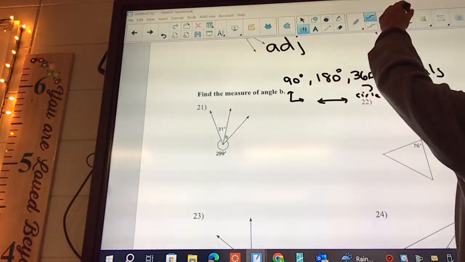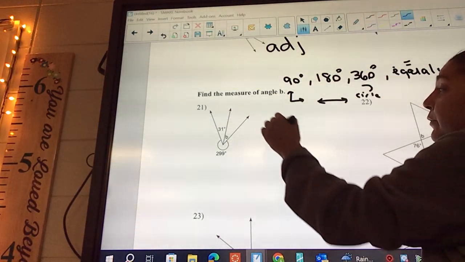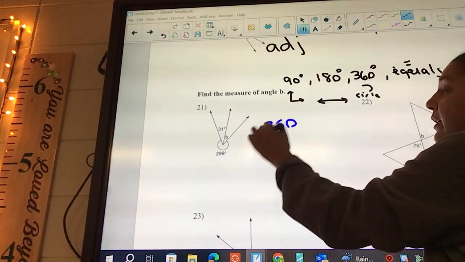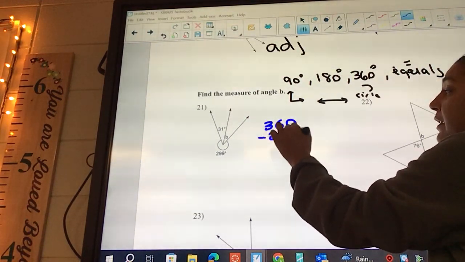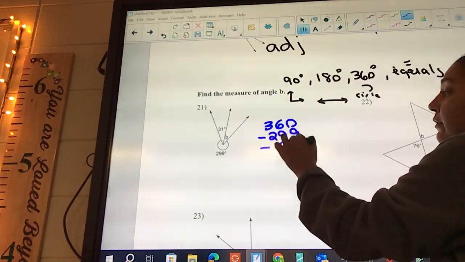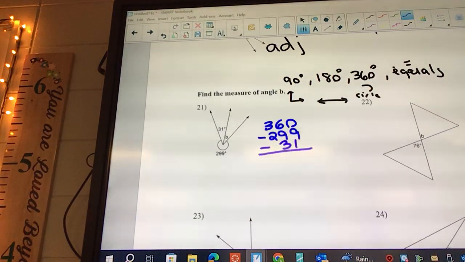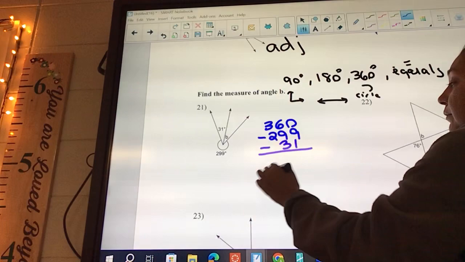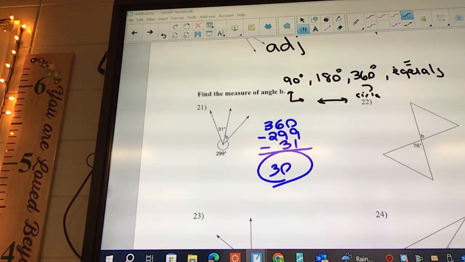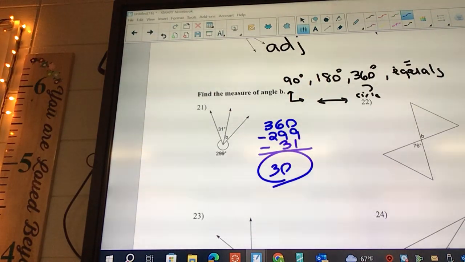360. Okay, and I'm going to write this out, but some of you won't need to, though you may need it for your sheet. So we're going to say 360 minus 299 minus 31. 30? Somebody agree with that? Yeah. 30. Okay, now you are not required to write that out that way, but that way you have it on your sheet, so when you're doing it on your test, you don't forget how to do it. Okay?